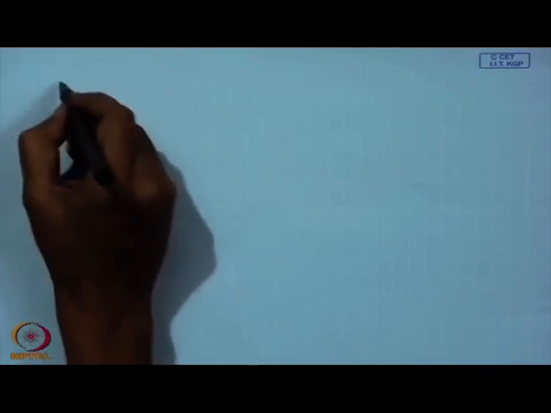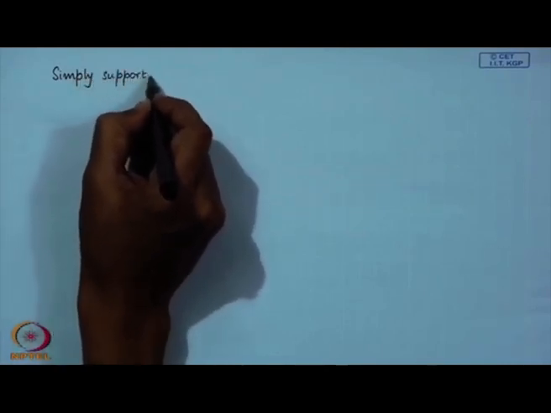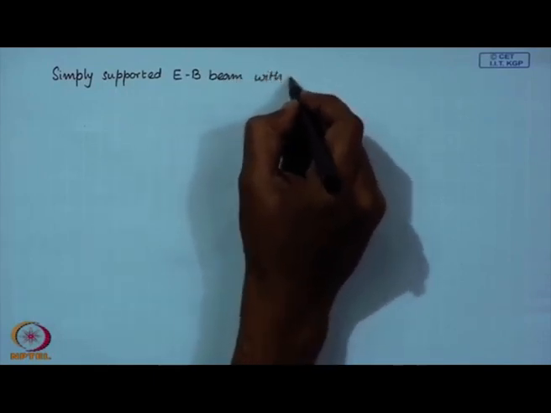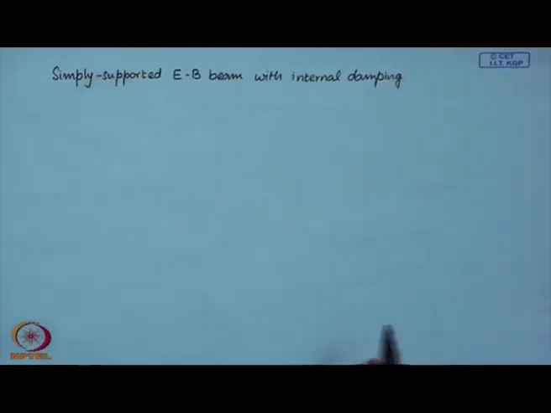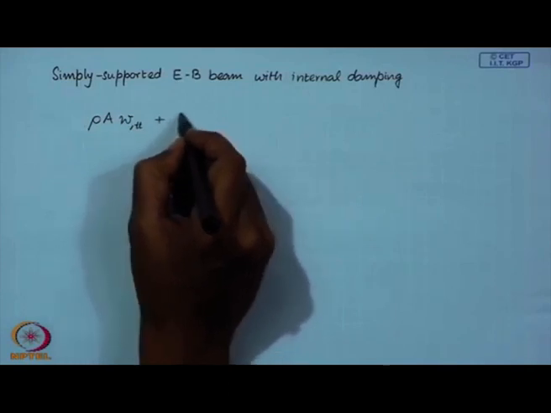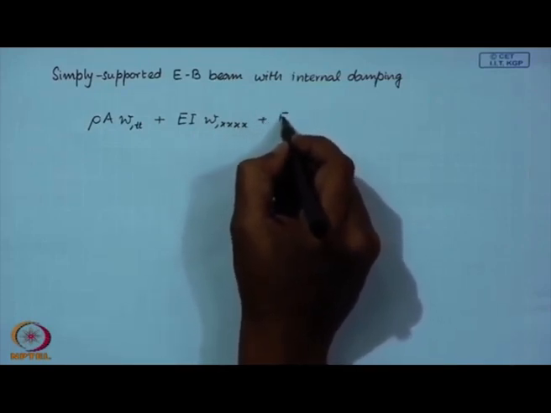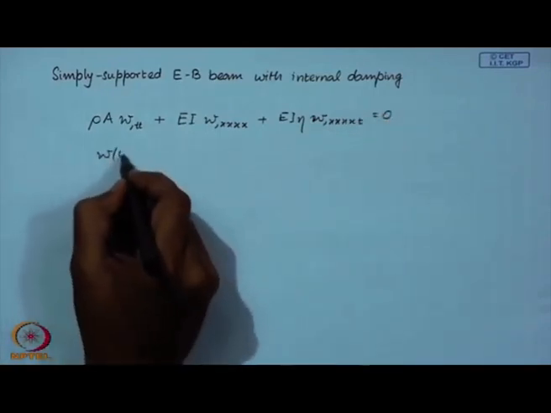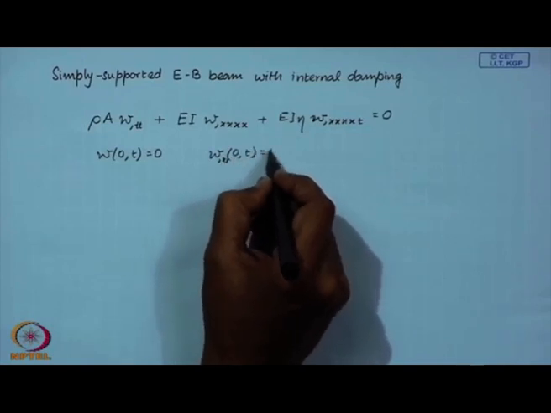Now, let us look at a simply supported Euler-Bernoulli beam with internal damping. So, the moments are 0.